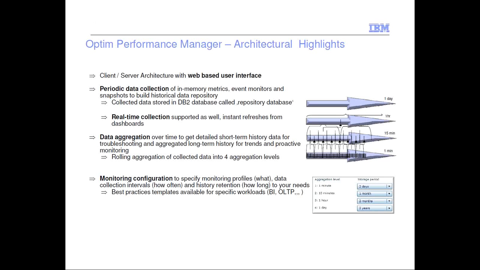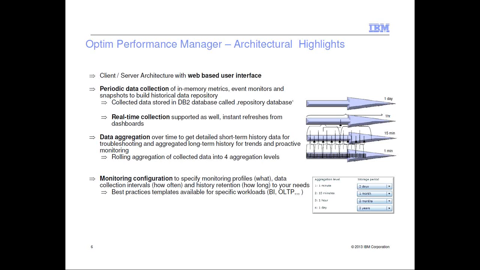So let's try to understand the architecture highlights of Optim Performance Manager and what it brings to the table. Starting with OPM 4.1 version, we have moved to a client-server architecture which has a web-based user interface. The current version of OPM is 5.2 and version 5.3 is releasing in a couple of weeks, along with DB2 Kepler.